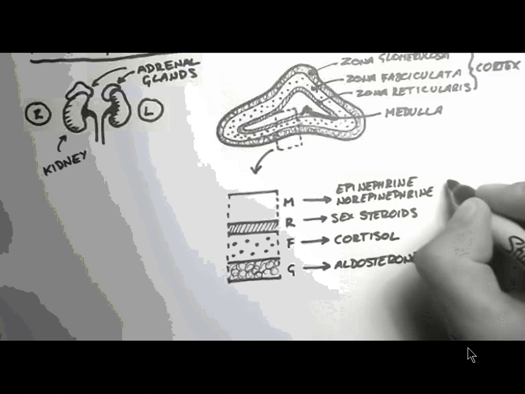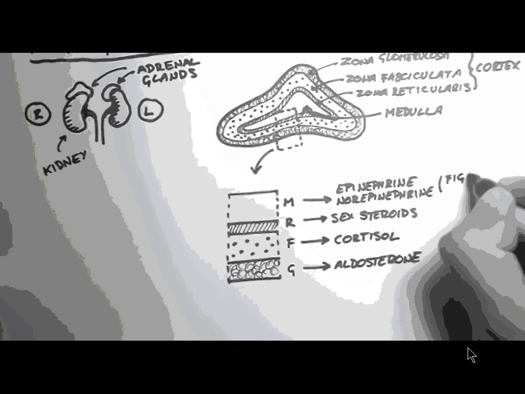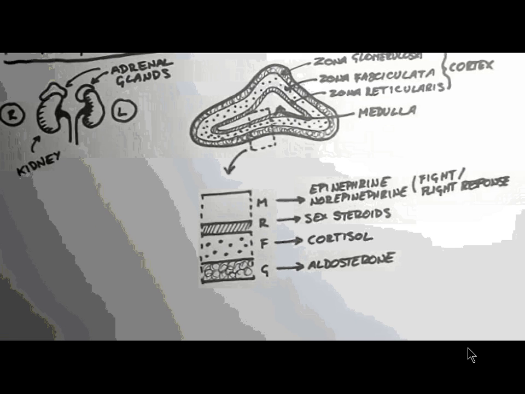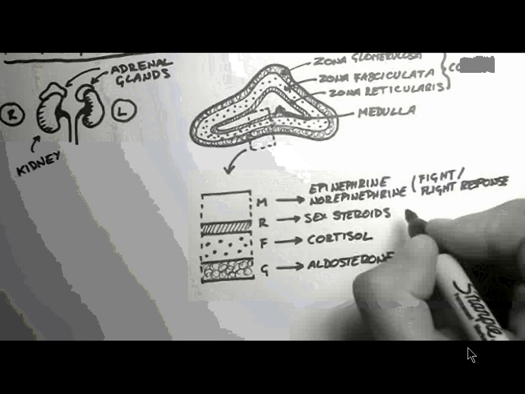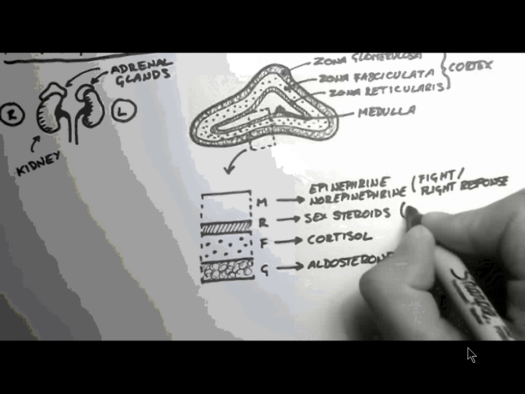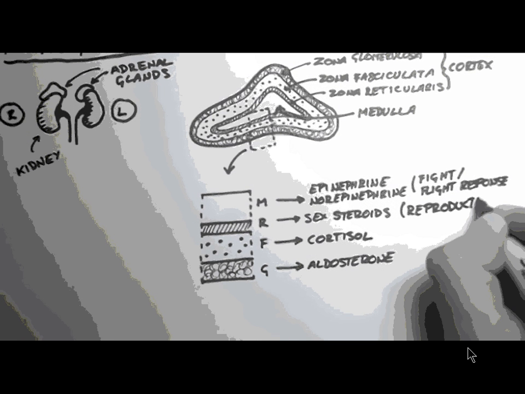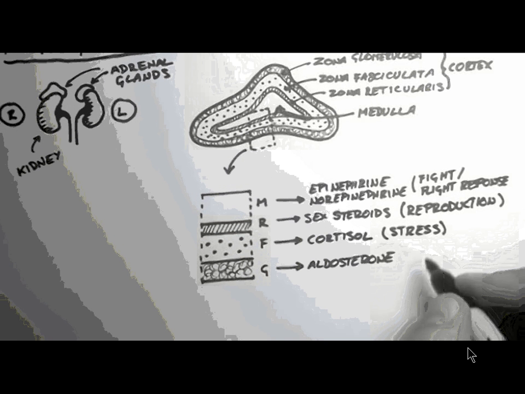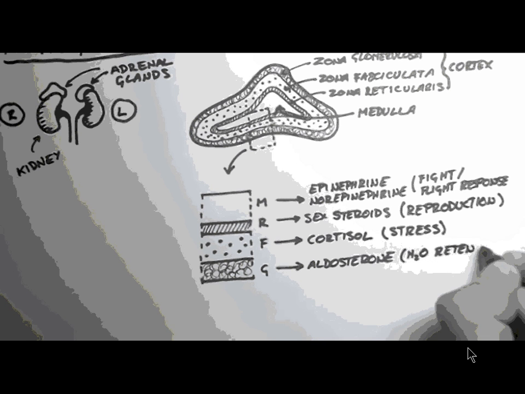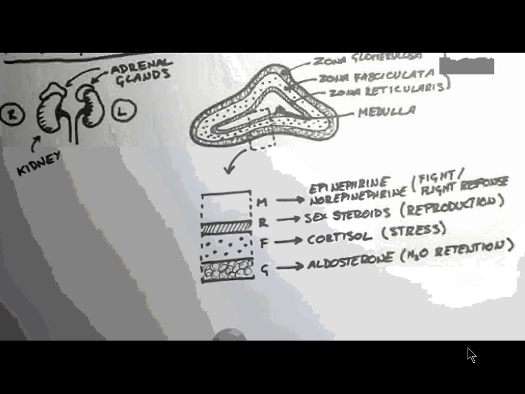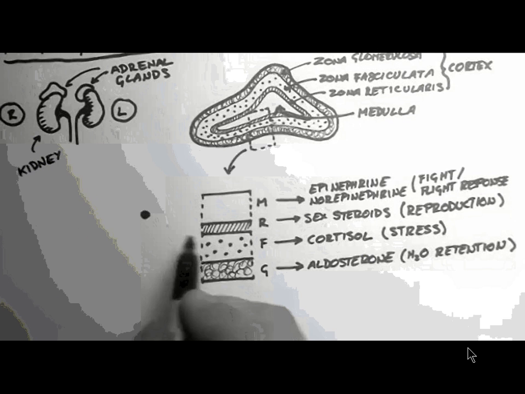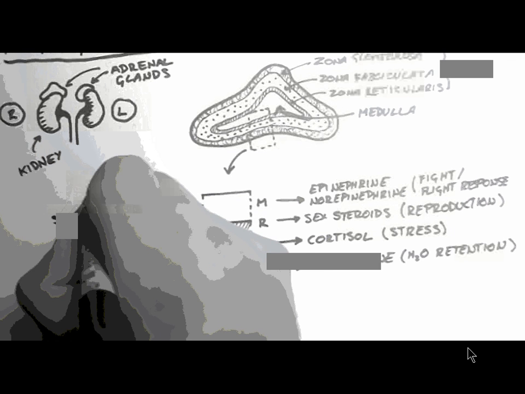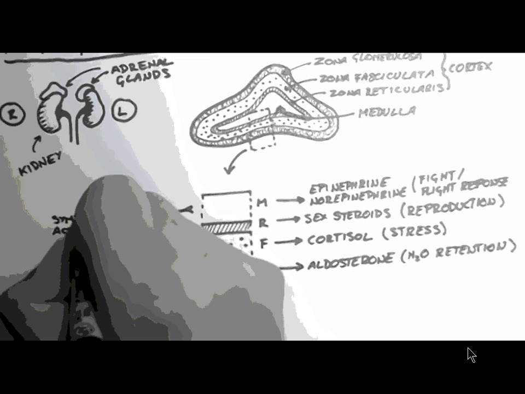Now, epinephrine and norepinephrine are signals of the fight-flight response. The sex steroids are important for reproduction. Cortisol is for normal metabolism. And aldosterone is important in water retention. Now let's have a look at their control. Catecholamine release is very simple, by sympathetic action. So it's controlled neurally. The rest are controlled hormonally.